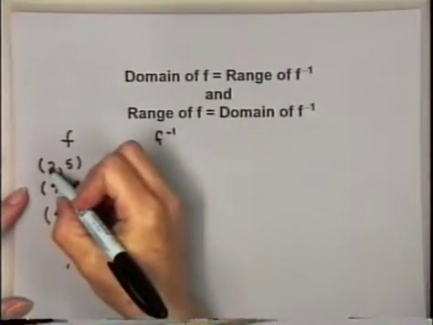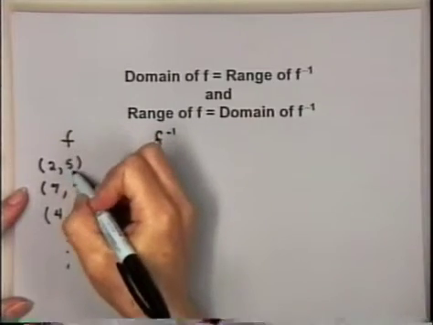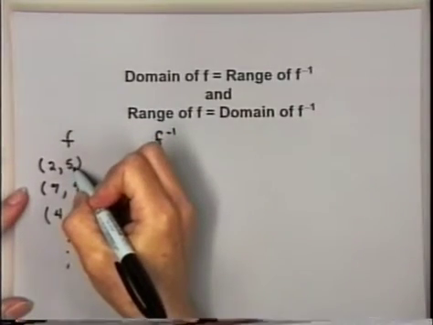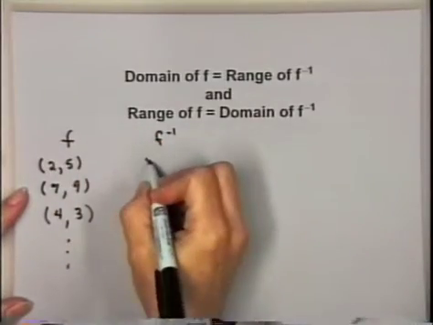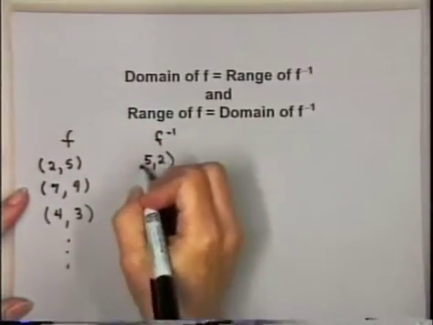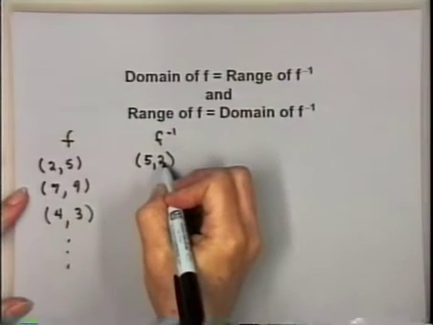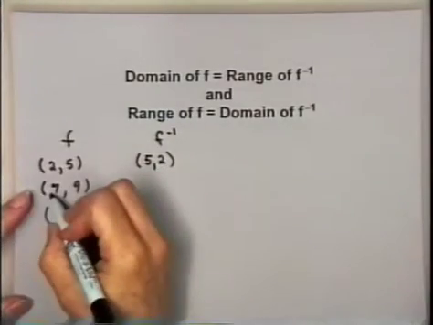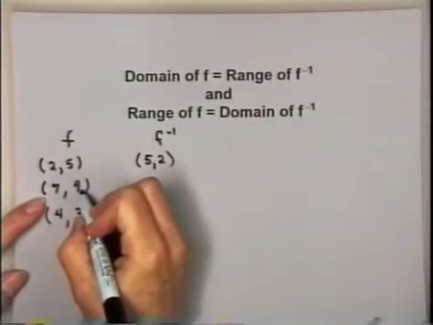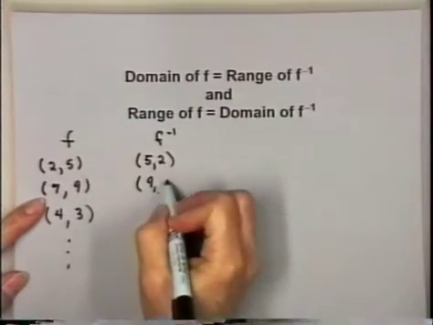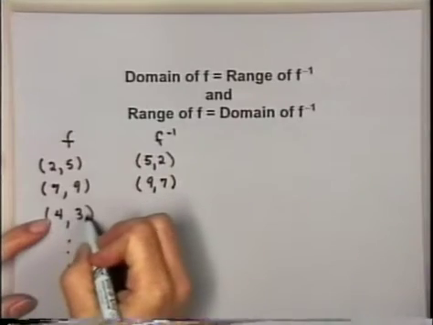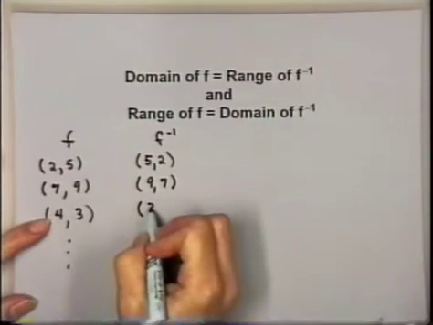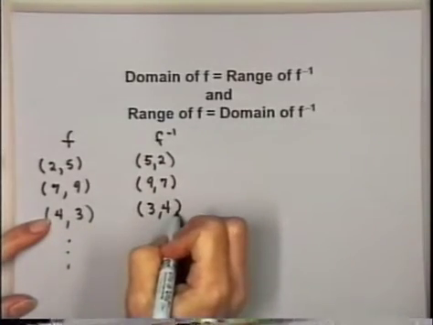Well, remember, f is going to pick up 2 and pair it up with 5. My inverse needs to take this 5 and do what? Pair it up with 2. So my f inverse function is going to take 5 and bring me back to 2. If f takes 7 to 9, my inverse is going to take 9 to 7, isn't it? If my function takes 4 to 3, my inverse is going to take 3 back to 4.